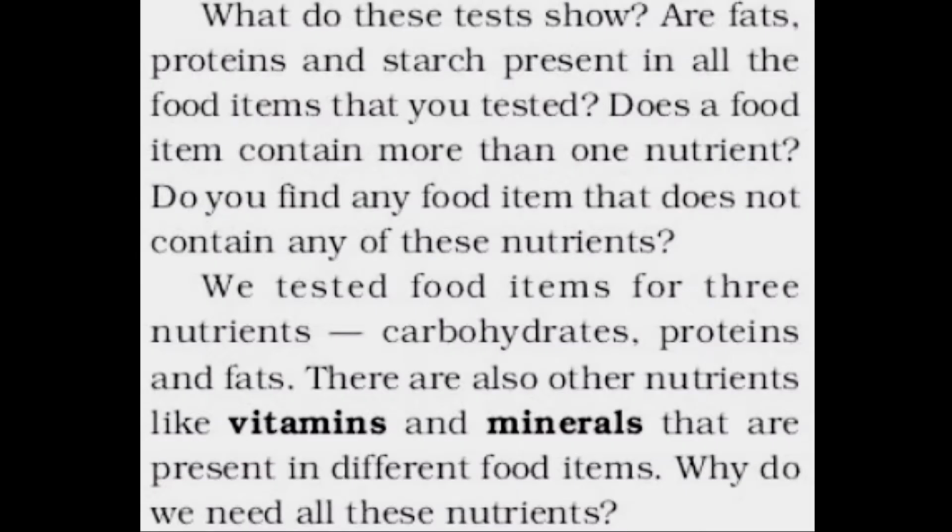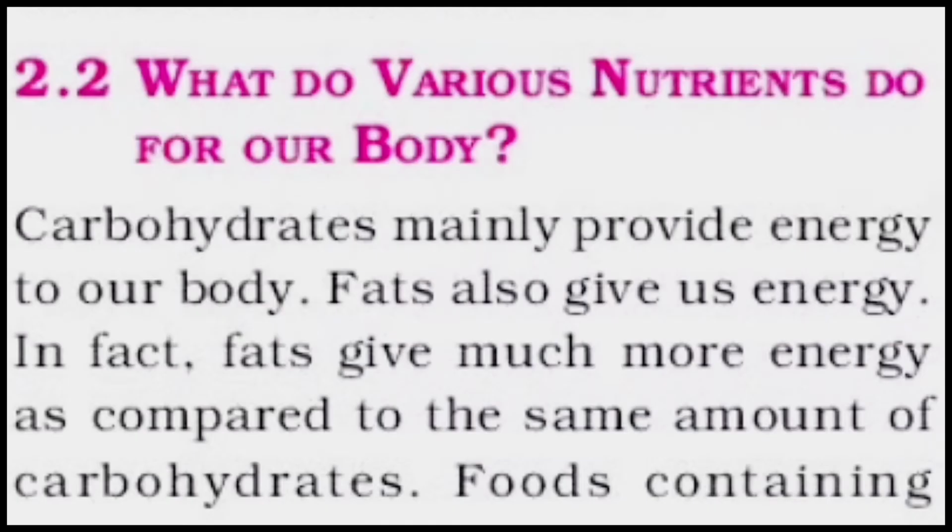What do these tests show? Are fats, proteins, and starch present in all the food items that you tested? Does a food item contain more than one nutrient? Do you find any food item that does not contain any of these nutrients? We tested food items for 3 nutrients: carbohydrates, proteins, and fats. There are also other nutrients like vitamins and minerals that are present in different food items. Why do we need all these nutrients? What do various nutrients do for our body?